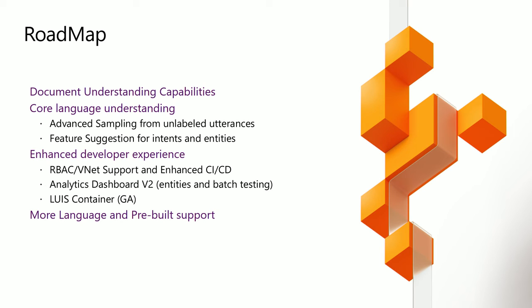We are improving the core language understanding by doing advanced sampling in unlabeled utterances, especially when you go to the document space. You probably have a set of emails or a set of documents you want to work on, so you want to sample not only in the active learning part, like in Lewis, but also in the authoring part. So we're adding more advanced sampling models to that.